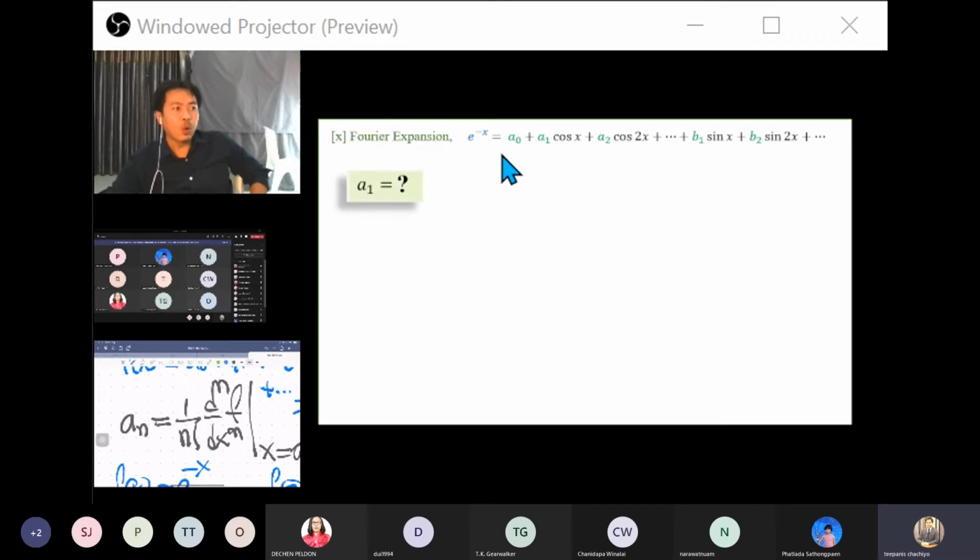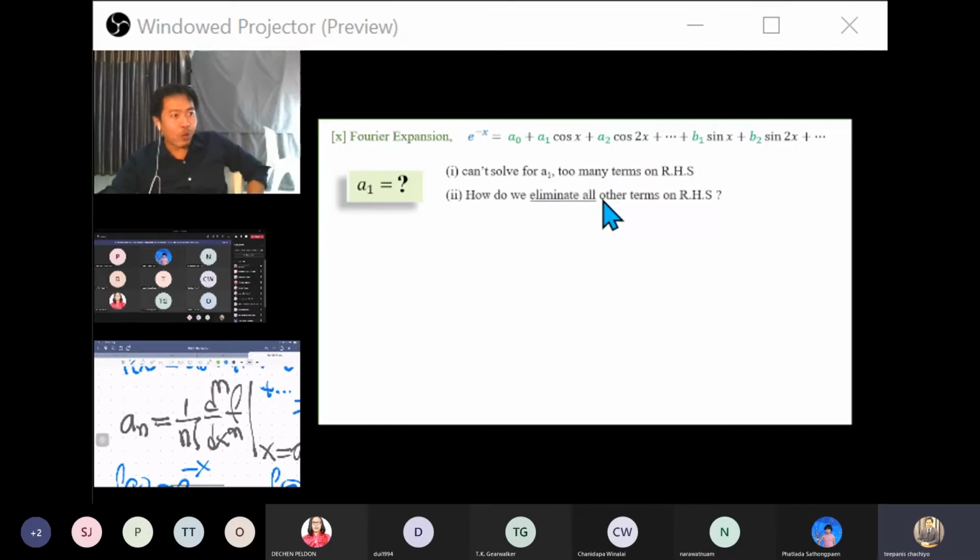Suppose we ask, what is the A1 value? Now, certainly we cannot solve for A1, because on the right-hand side there are so many things that are unknown. You don't know A0, you don't know A2, you don't know B1, B2, so you cannot solve for A1 alone because you have so many unknown variables on the right-hand side.